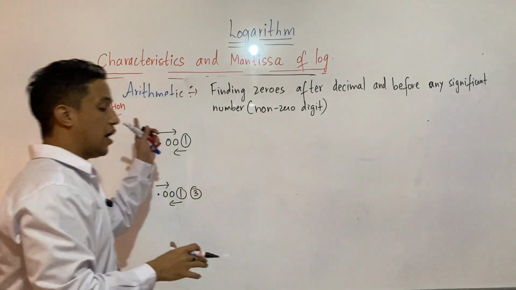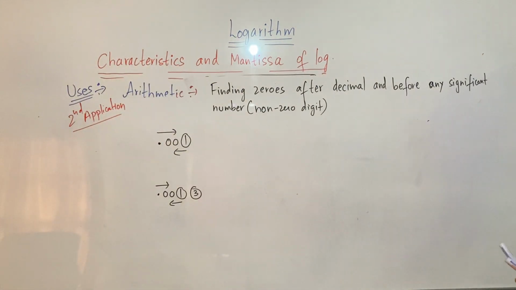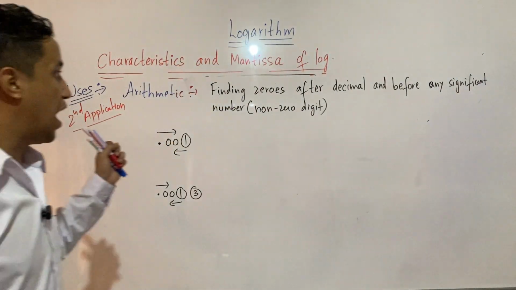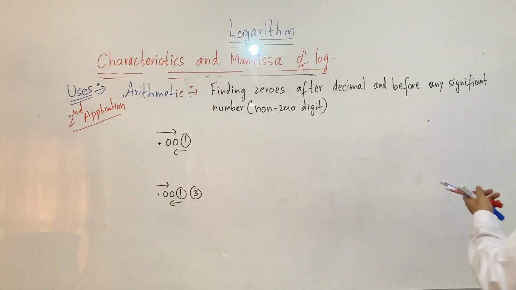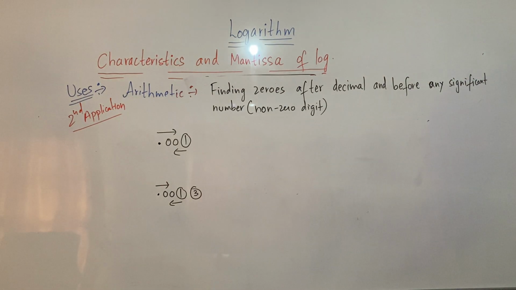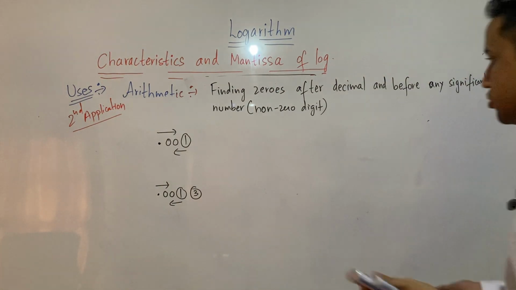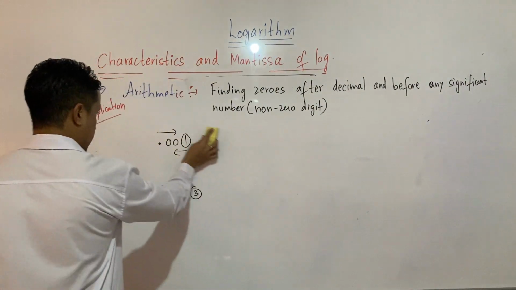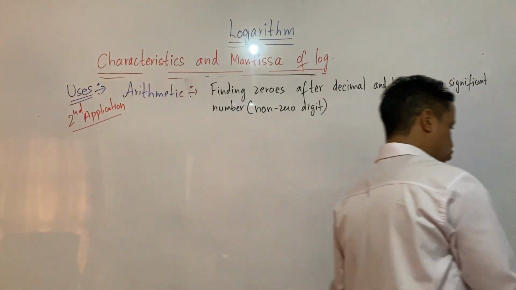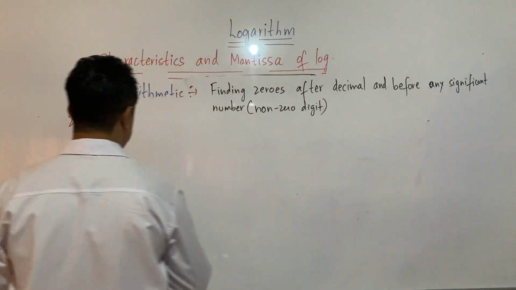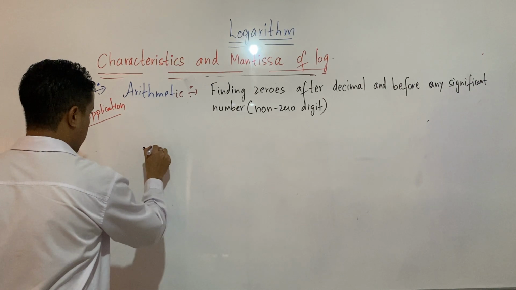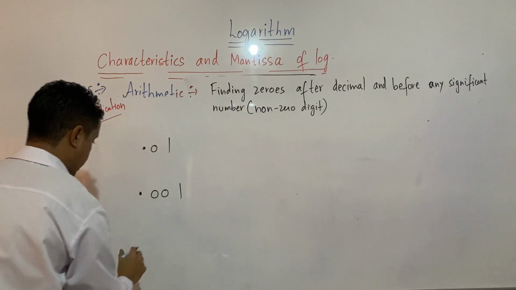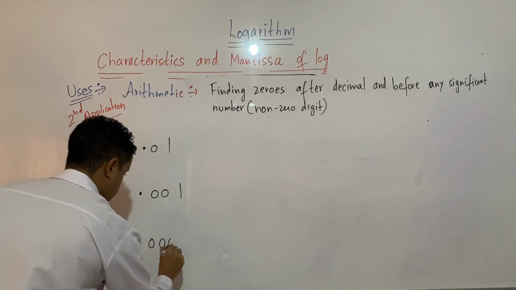Understand? So the common logarithm is also used to find out the number of zeros after the decimal and before any significant digit. Okay, so here we will try to understand by taking a few numbers. This is 0.01, and this is 0.001, and this is 0.0001.